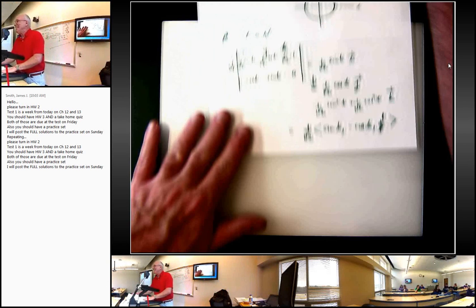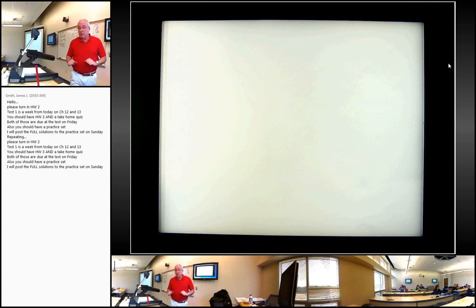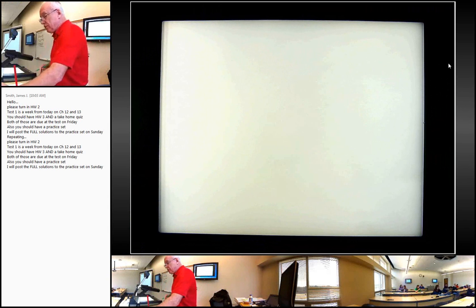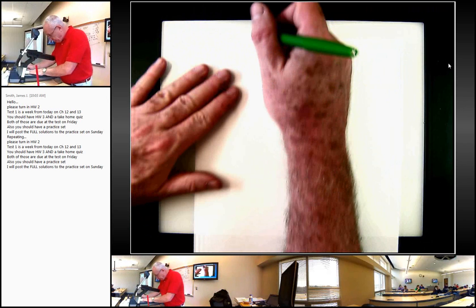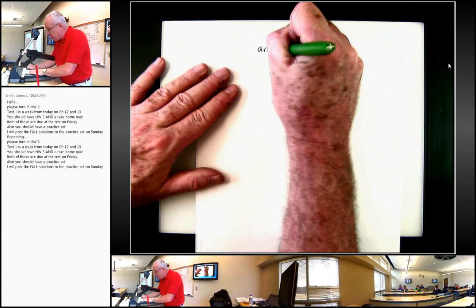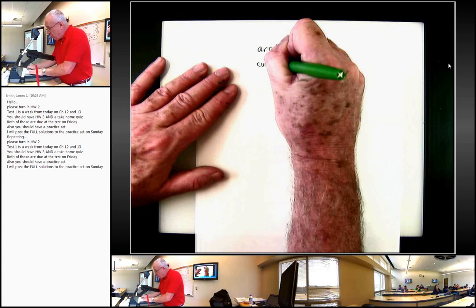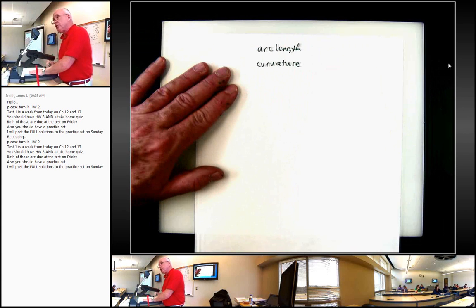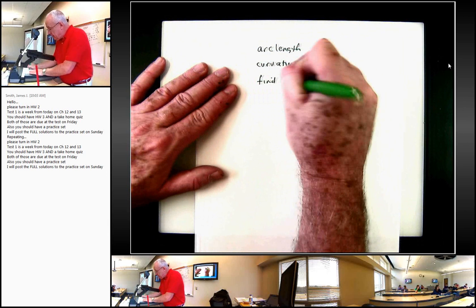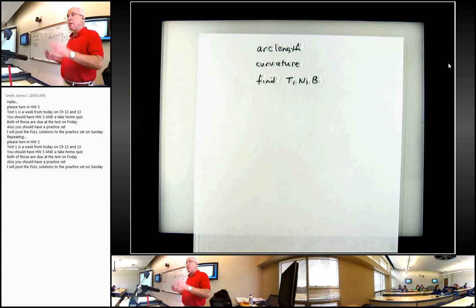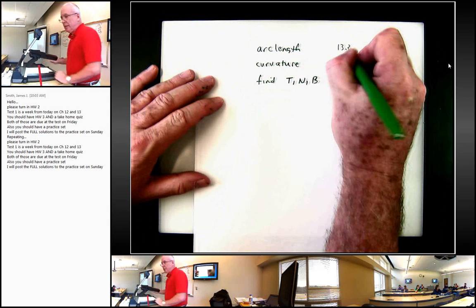Okay. So this is the end of 13.3. Let me just recap the three things that we talked about. 13.3 is the arc length. We have a formula for that. Curvature, we actually have two formulas for the curvature. And the third thing is finding T and B, and again, we have formulas for finding them. That's really 13.3 in a nutshell.